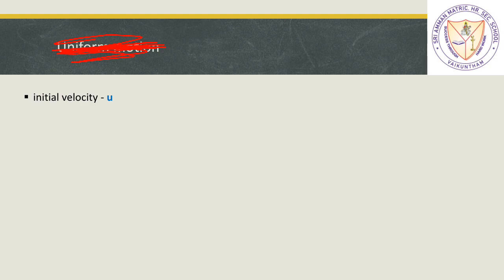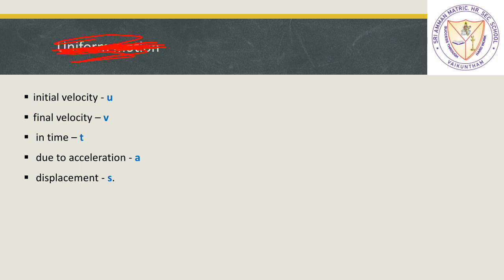Initial velocity is taken as u, final velocity is represented by v, time is taken in the form of t, acceleration is represented by small letter a, and the displacement is represented by small letter s. So these are the quantities, and we are going to find the relation between these five quantities.